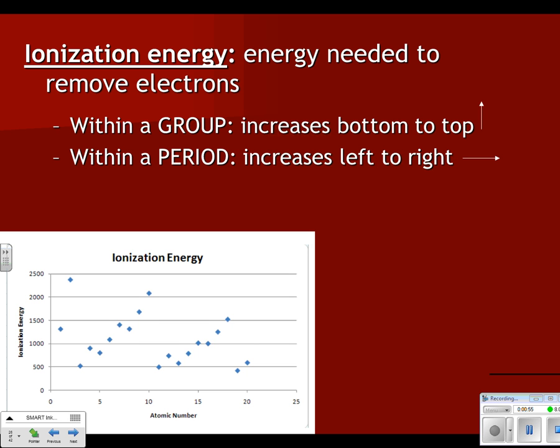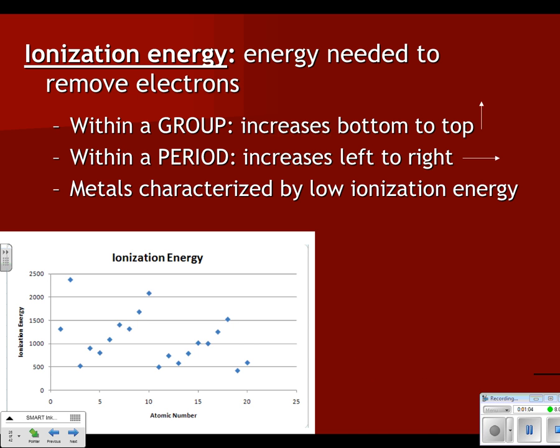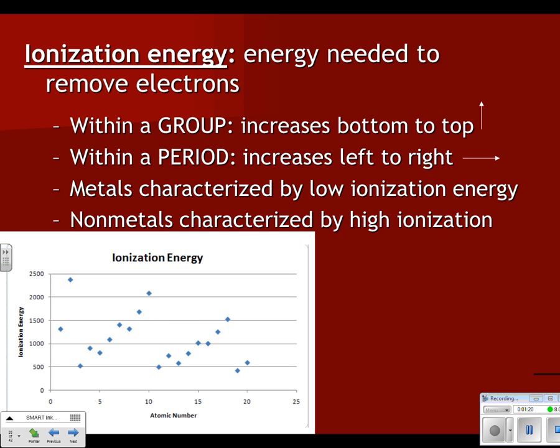As you go towards the noble gases, essentially, you're going to have higher ionization energy, so it's harder to remove electrons. What this means is that metals have low ionization energy because they are to the left of the periodic table and more on the bottom. They're going to have lower ionization energy. It's going to be easier to remove electrons from them, versus nonmetals, which are to the right and more up. They're going to have higher ionization energy. It takes more energy to remove electrons from them.